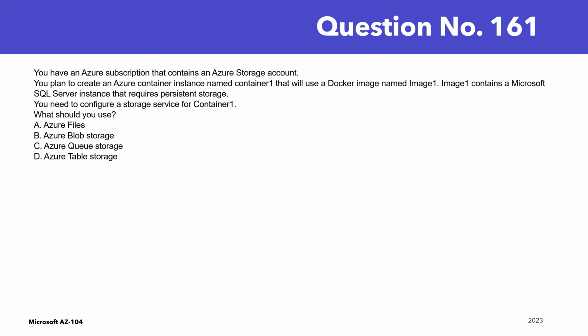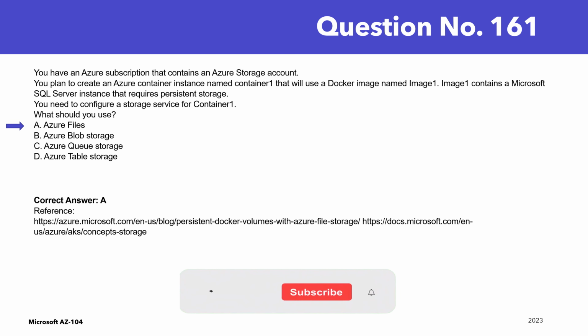You have an Azure subscription that contains an Azure storage account. You plan to create an Azure container instance named Container1 that will use a Docker image named Image1. Image1 contains a Microsoft SQL Server instance that requires persistent storage. You need to configure a storage service for Container1. What should you use? A. Azure Files. B. Azure Blob Storage. C. Azure Queue Storage. D. Azure Table Storage. Correct answer: A.